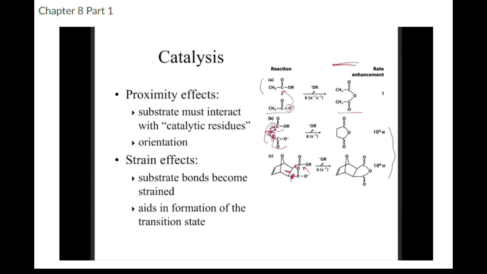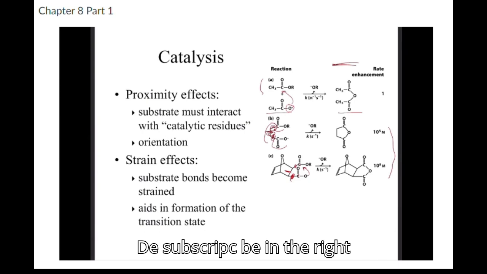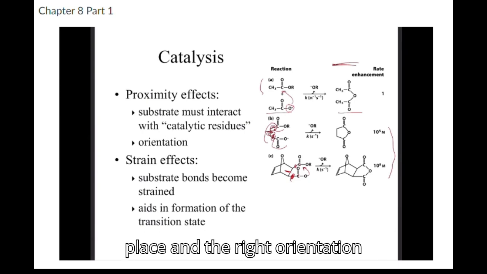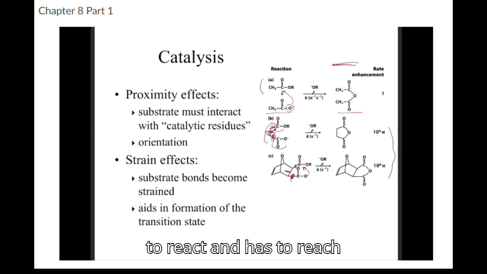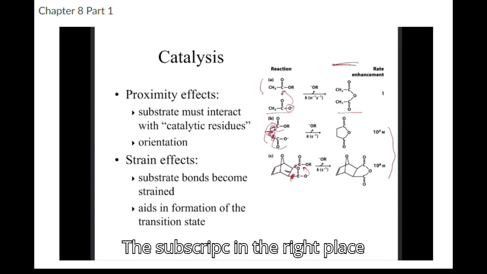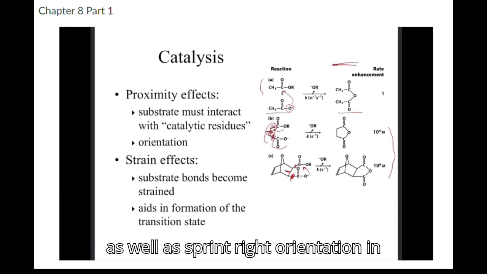This is an illustration of what we call proximity effects, meaning that the substrate has to be in the right place and the right orientation to react. And it has to react both with the catalytic residues as well as with the other substrate, if there's another substrate for the reaction. So this experiment here, although it's not an enzyme catalyzed reaction, shows the power of enzymes in terms of the ability to bring together the substrates in the right place as well as putting them in the right orientation in order to make them react.